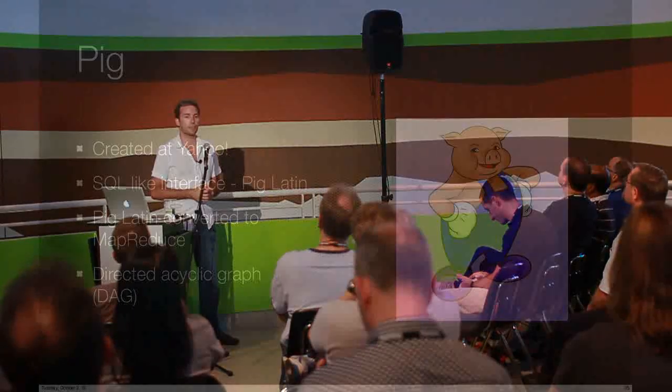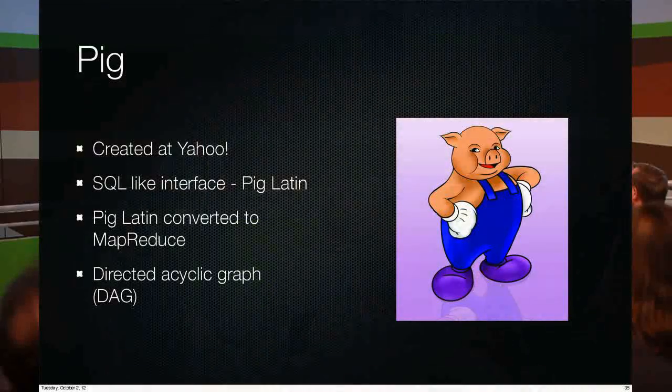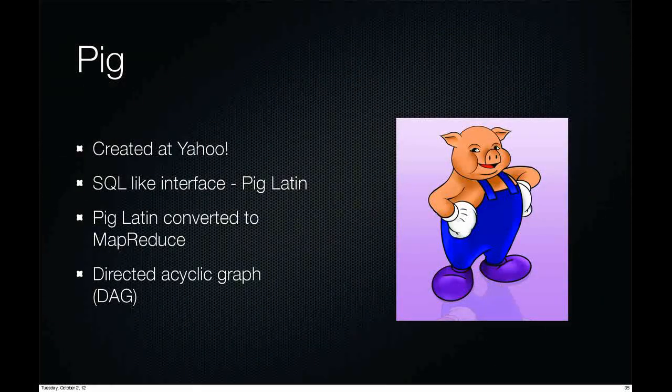Next, I would like to talk to you about another high-level language for data processing called Pig. Pig has a language called Pig Latin, and Pig was created around the same time as Hive. At Yahoo, Facebook was using Hive, and Yahoo was using Pig. Pig is also an interpreter. It converts the Pig language into MapReduce jobs, right?